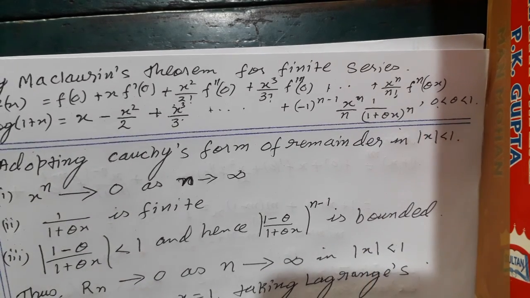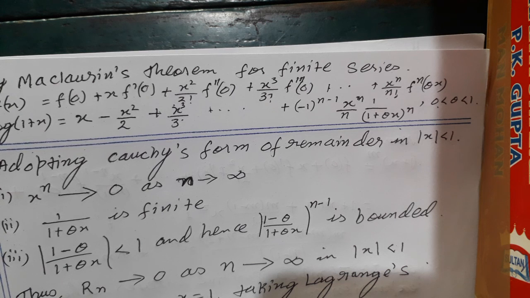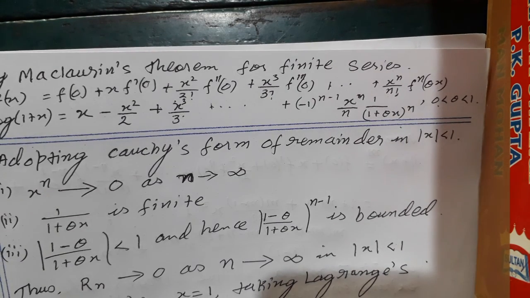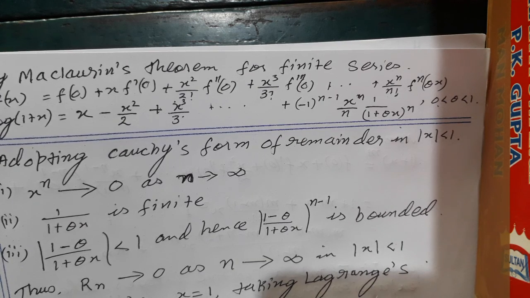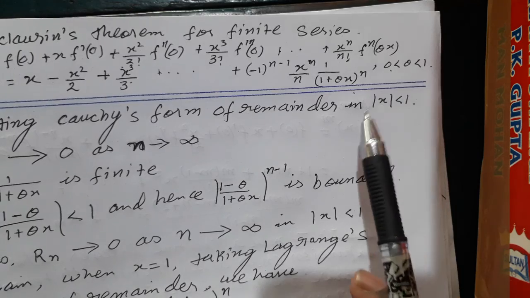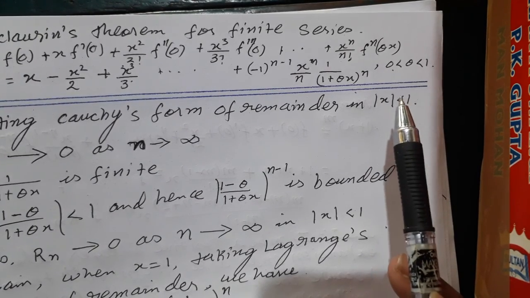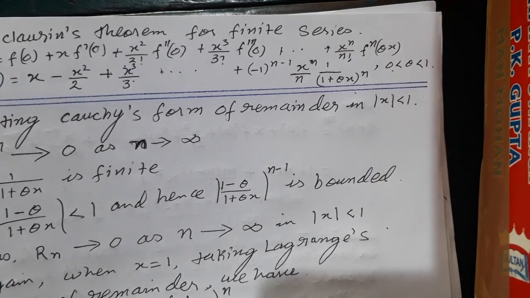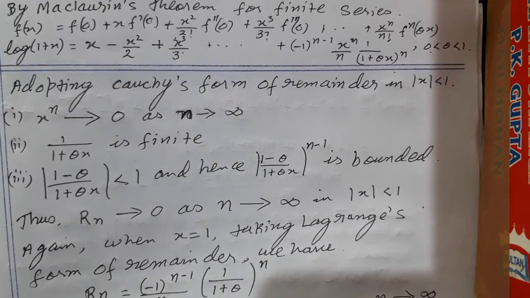Now we have already seen that this log function is defined for x greater than -1. It is not defined for x less than -1, so it is defined only for x greater than -1. So first of all we try to prove it for x lying between -1 and 1. For this we'll assume the Cauchy form of remainder, and we try to show that it tends to 0 as n tends to infinity.